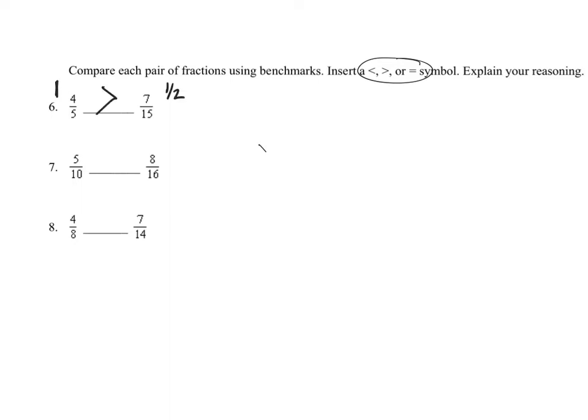So 4/5 is greater. If you wanted to make them common denominators, you could say 4/5 is equivalent to 12/15, times 3 times 3. So 12/15 is greater than 7/15.